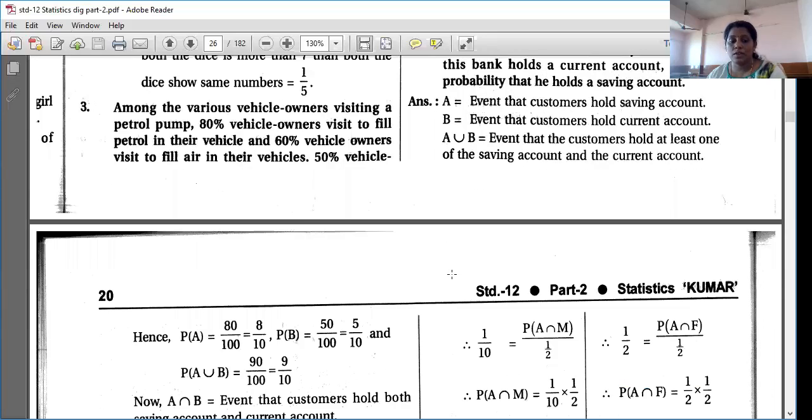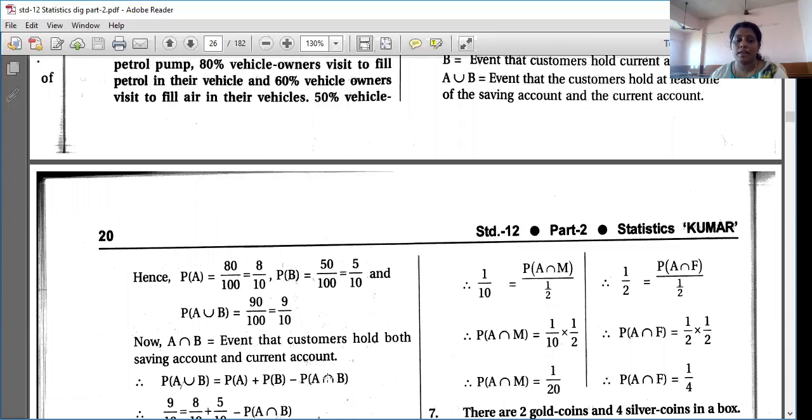Now what is A? 80 by 100, that is 8 by 10. P of B is 50 by 100, that is 5 by 10, and A union B is 90 by 100, that is 9 by 10.